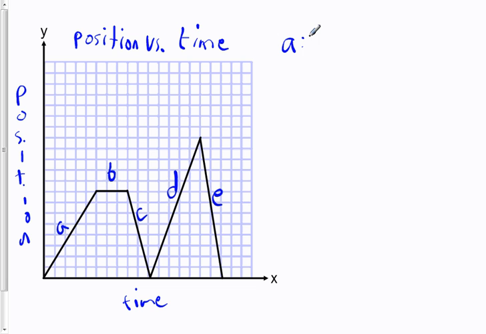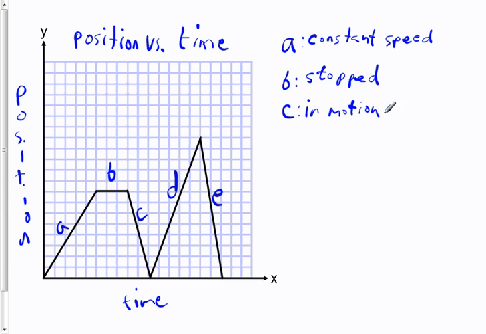Okay, at point A, the object is moving at a constant speed. Okay, at point B, the object, so we can see at point A its position is increasing. It gets up to right here, and then during point B the position stays the same, so the object is stopped. Okay, at C the object is moving and it's returning to the start.